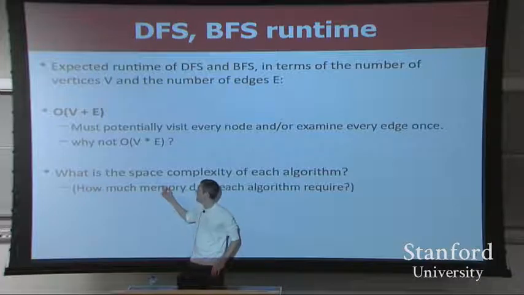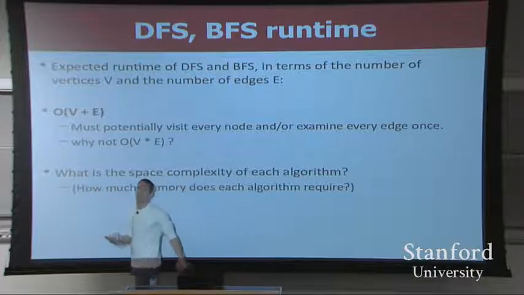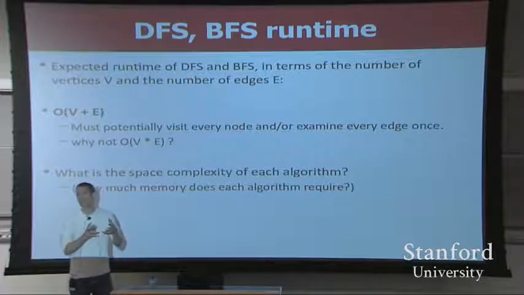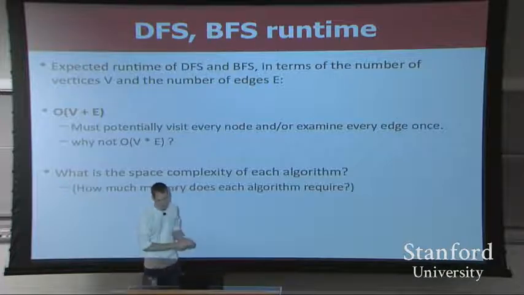In terms of space, like how much memory they take up, it has to do with the data structures that they use. The vector and stuff for the DFS that you're storing your partial path in, and the queue of vertexes that you're going to visit in the BFS algorithm. Okay?